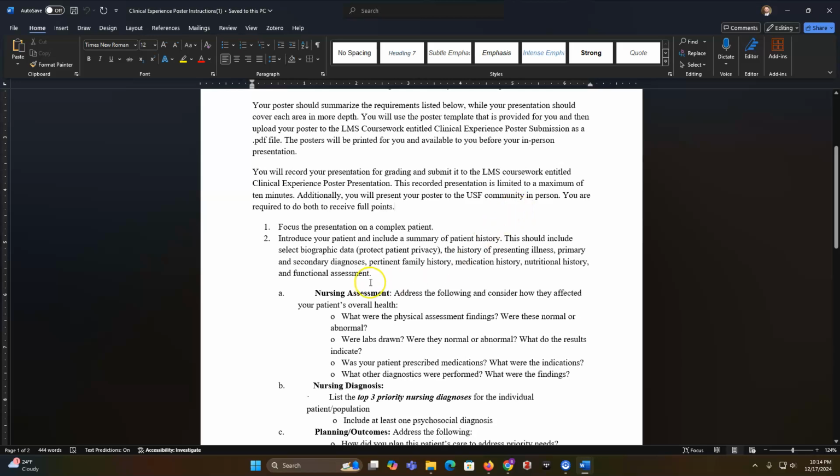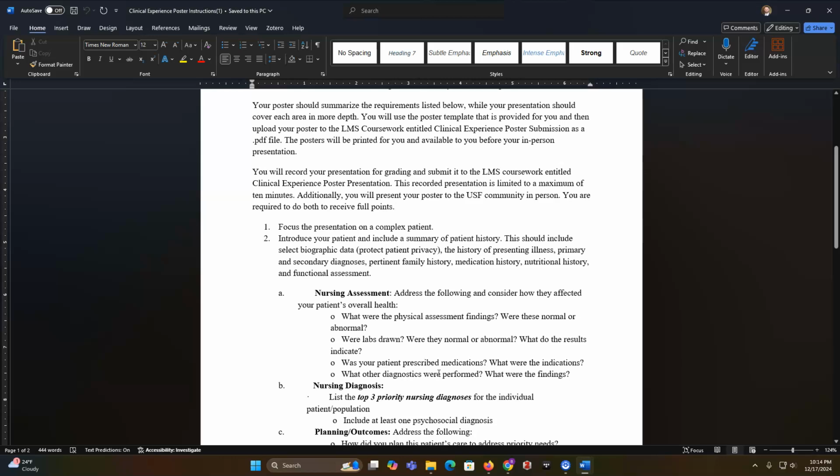Specifically, we do want you to do a nursing assessment. What did you do? What were your findings? What were normal ones? What were abnormal ones? What labs were drawn? Were they normal or abnormal? What did they indicate? What were your diagnostics? Chest x-rays, MRIs, CTs.